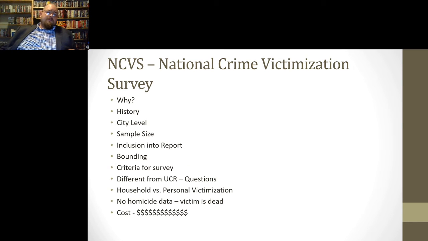The other major source of crime rates that we have is the NCVS, the National Crime Victimization Survey, which started in the 1960s as sort of a supplement to the UCR. The main issue with the UCR is that it's only crimes reported to the police. And there's a lot of reasons why someone wouldn't report a crime to the police.